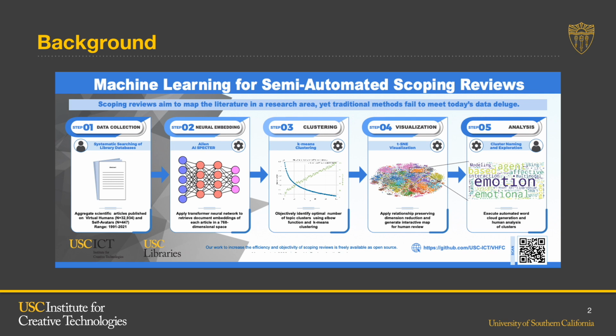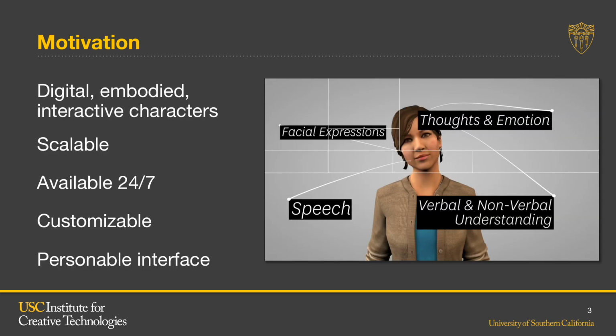This team is made up of computer scientists, librarians, and social scientists. We initially began working together to conduct a literature review on virtual human fidelity or realism. This review is still in progress, but along the way, we realized we had a unique opportunity to apply machine learning techniques to rapidly map the last 30 years of virtual human research and automate some of the more tedious parts of a scoping review. I'll be giving a high-level overview of our methodology a little later in this talk.